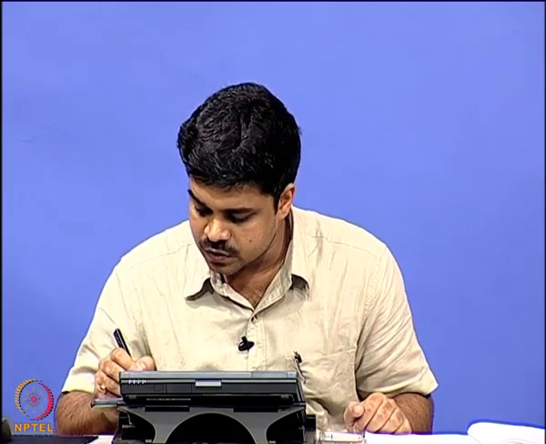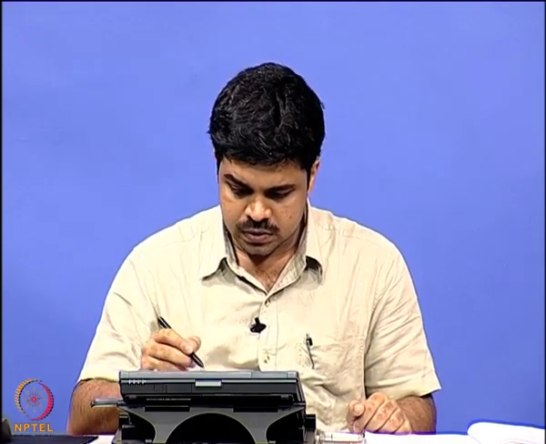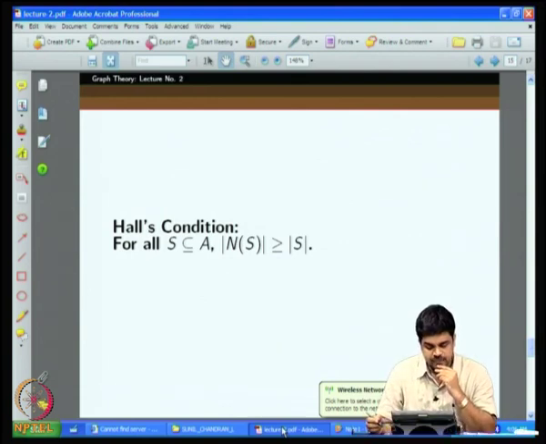Now, the next result is called Hall's theorem. In a bipartite graph, with one of the parts being A and the other part being B, when can I say that there exists a matching for the A side?